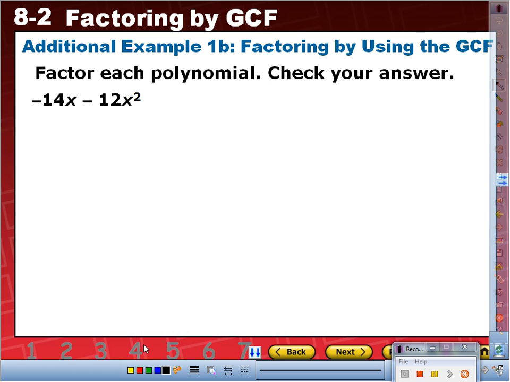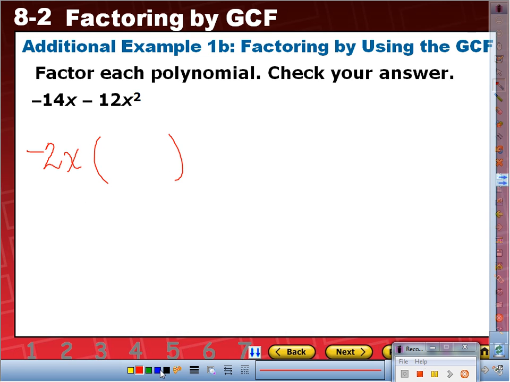So, GCF. What number divides into negative 14 that divides into negative 12? Think about it. Don't say it out loud. It looks like negative 2. Is that correct? Mm-hmm. However, everybody look up. What else does this term have that this term has? X. So my GCF now is negative 2x.